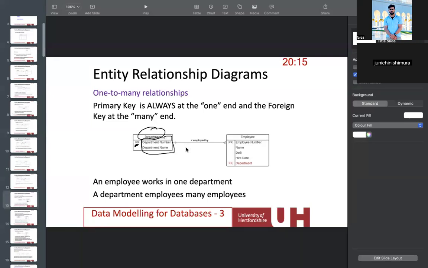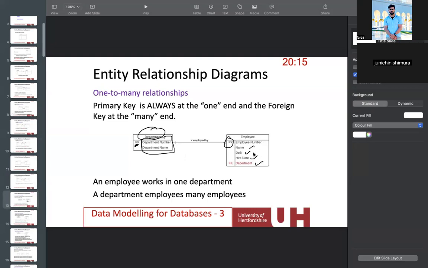Then employee, again this entity represents the employees working in the company. Each employee is uniquely identified by their employee number, which is the primary key, PK here. They have mentioned here employee number, which is the PK for the employee entity, and the attributes of the employee include name, date of birth, then you have hire date, when he got hired, then you have the department they work for.